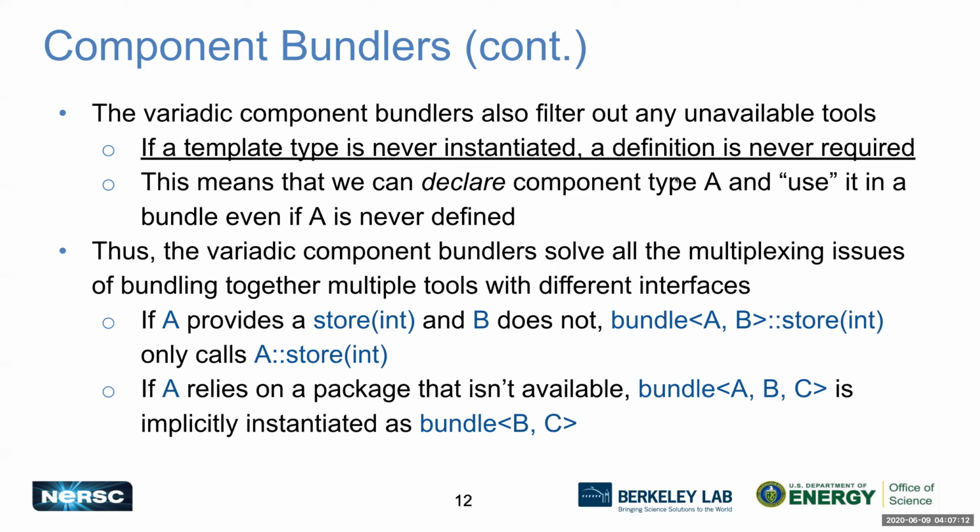But templates have this sort of nice little feature where you can list a type in a template, but if you never actually instantiate it, then you don't actually ever need the definition. Thus, all Timemory really needs is a declaration of a type and then a way to filter out that type so that it never gets instantiated. Okay, this solves a lot of our multiplexing issues.